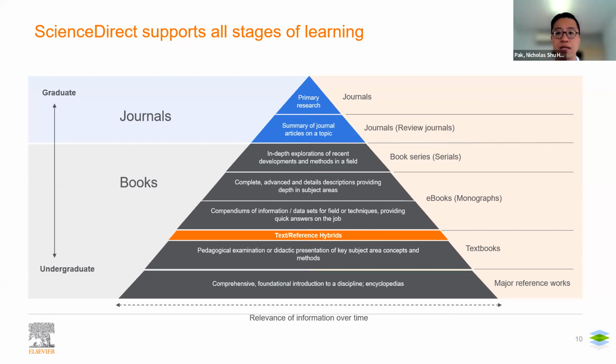Book serials, ebooks and monographs, textbooks, and major reference works help you understand information over a period of time, right? Book serials basically are an in-depth exploration of recent developments and methods in the field. Ebooks give you complete, advanced, and detailed descriptions to get depth in subject areas. You get compendiums of information for techniques or fields to get quick answers.